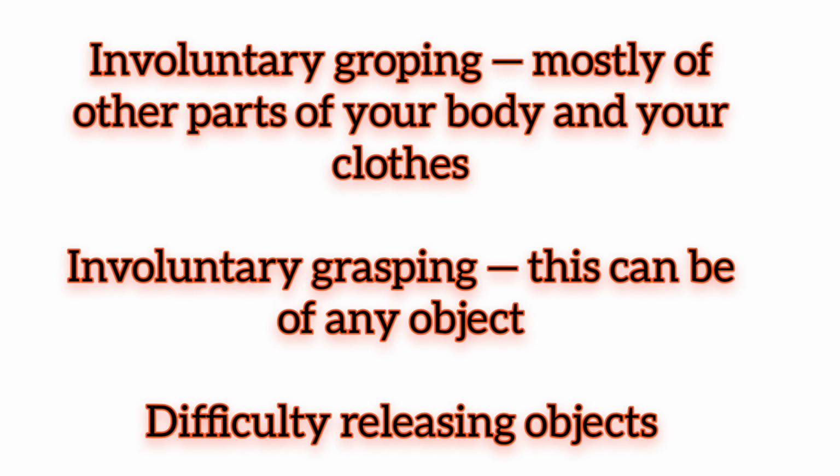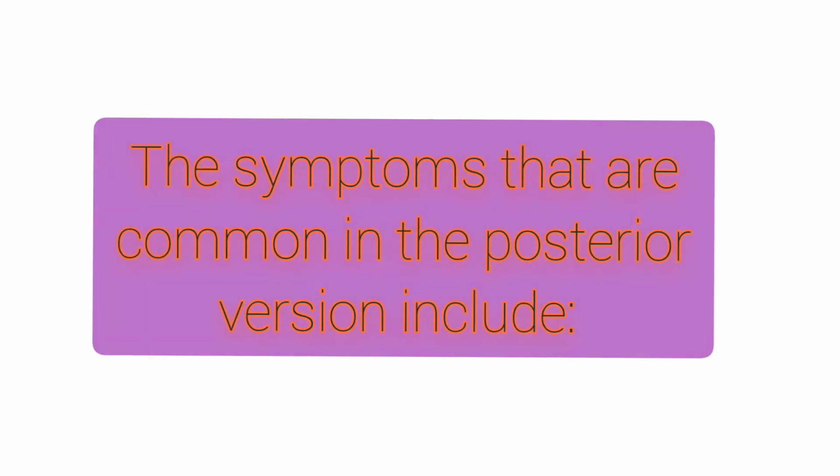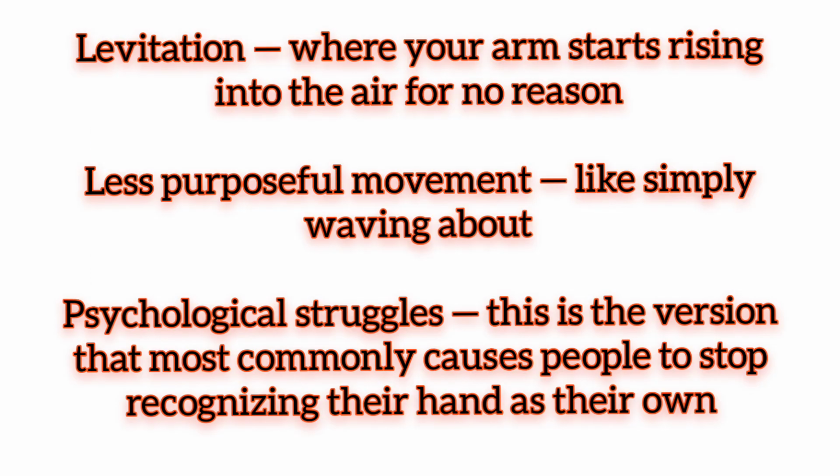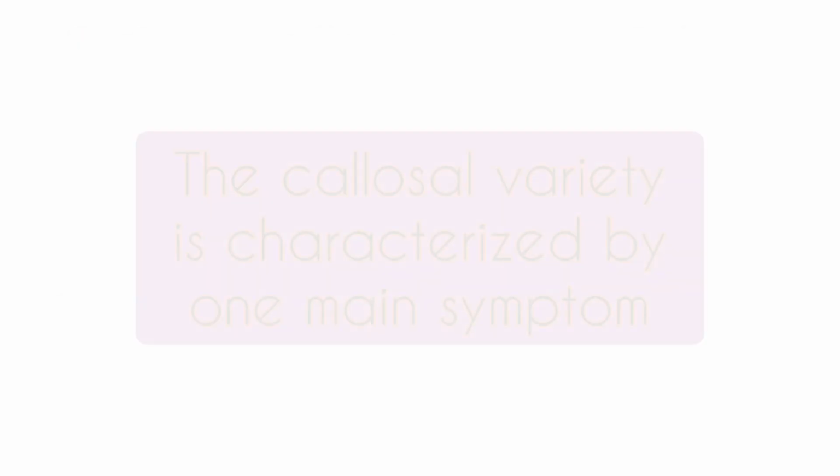Next we move on to the posterior version. Posterior version includes levitation, where your arms start rising into the air without any reason. Second, less purposeful movement, simply waving the hand. Third, psychological struggle. It most commonly causes people to stop recognizing their hand as their own.